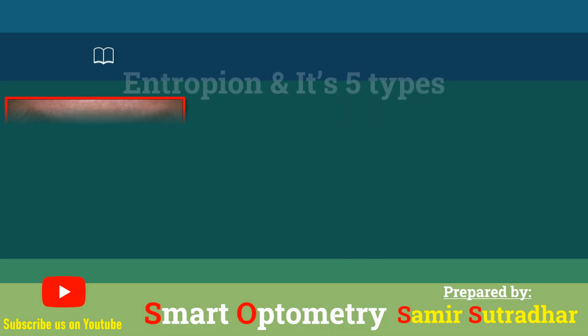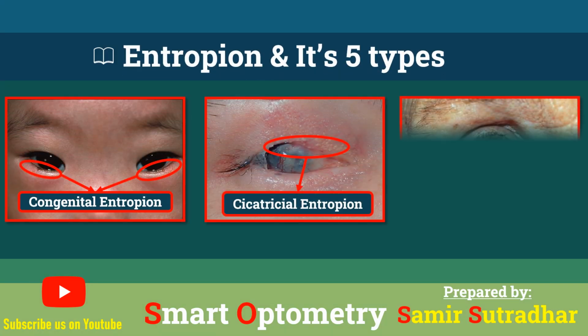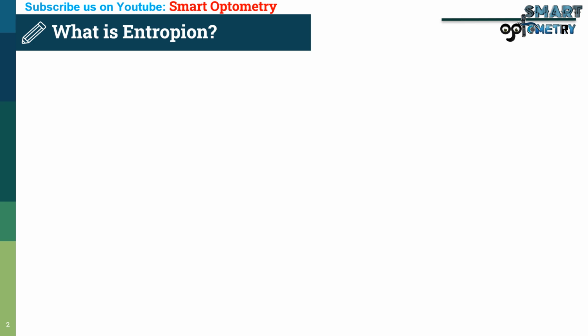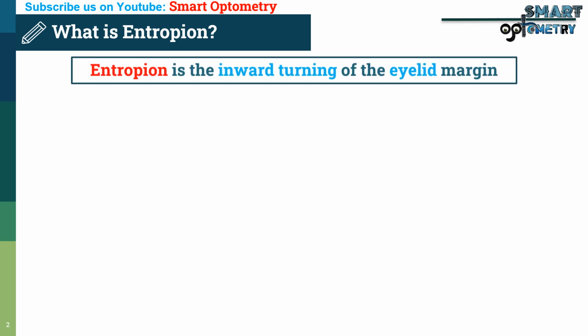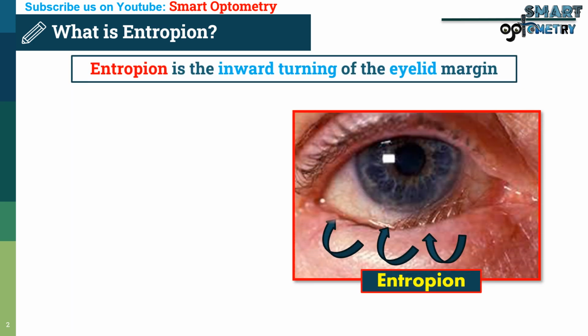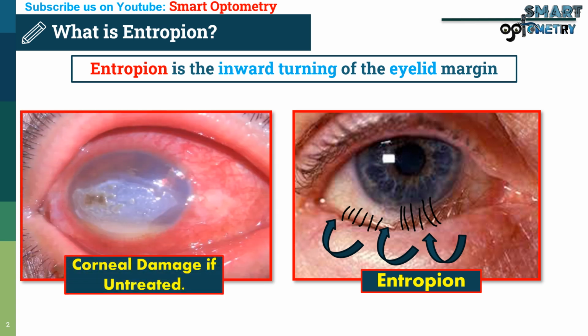In this video, we will know about entropion and its 5 types. What is entropion? Entropion is the inward turning of the eyelid margin, causing the eyelashes to rub against the cornea and conjunctiva. This condition can lead to discomfort, irritation, and in severe cases, corneal damage if left untreated.